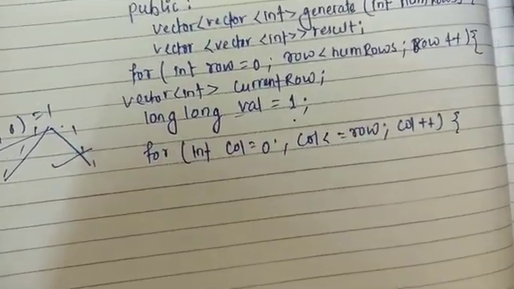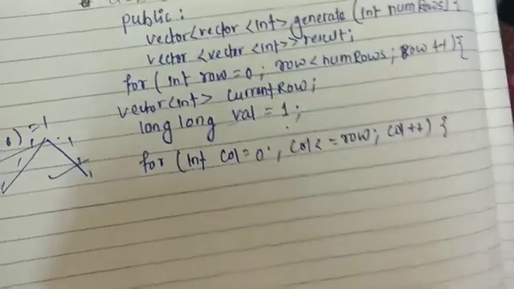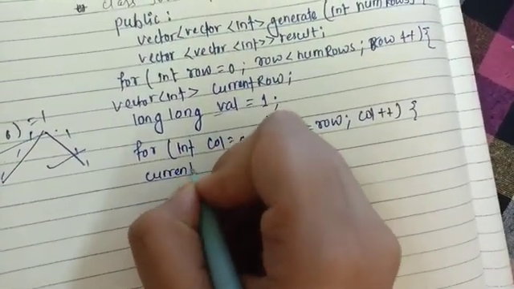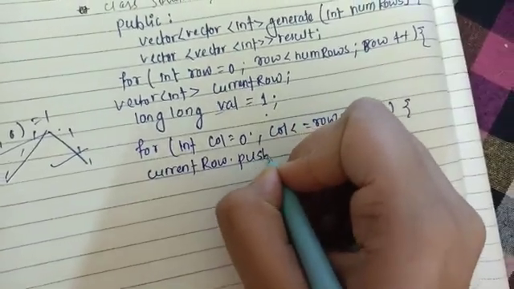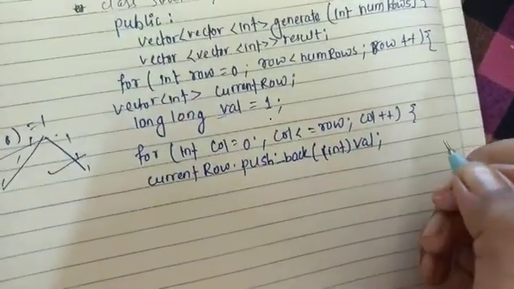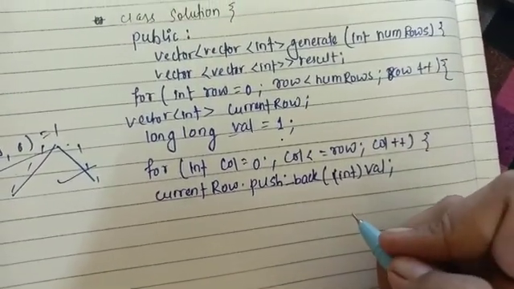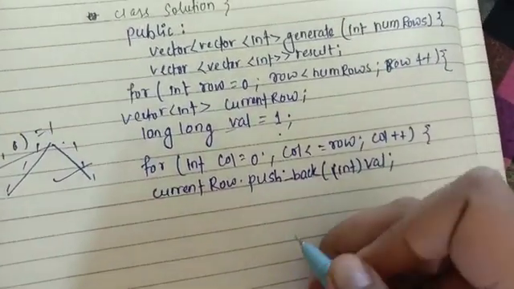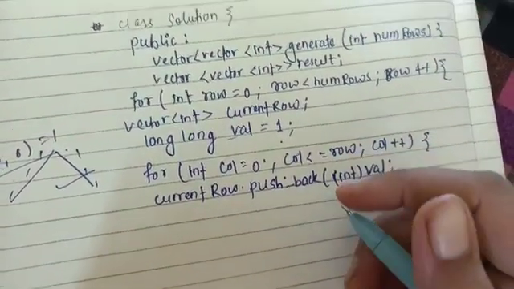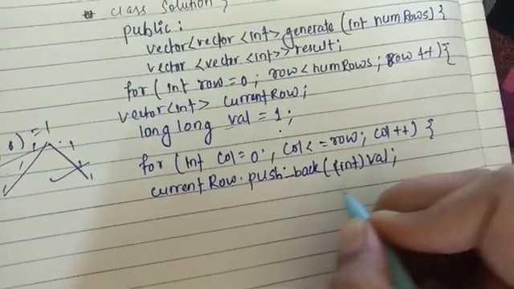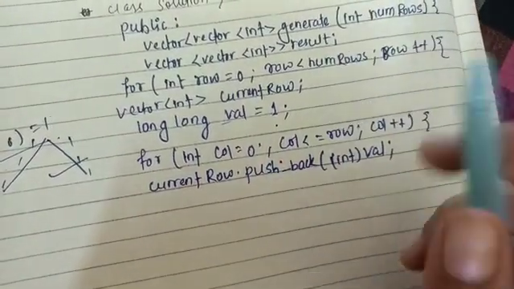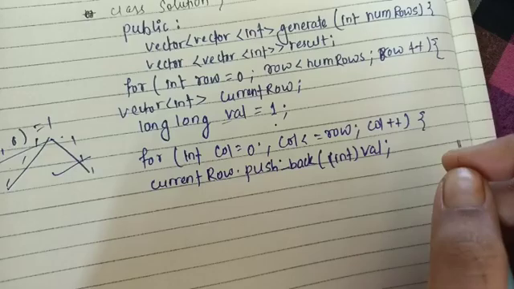Now we will push back the value into the current row. So what we will write: currentRow.push_back(int val). What this does is write the current value into the row. We cast to int because the binomial coefficient here fits into int for the typical constraints provided. But we are keeping the value as long while computing to avoid overflow of intermediate multiplication, as I have already told you above.